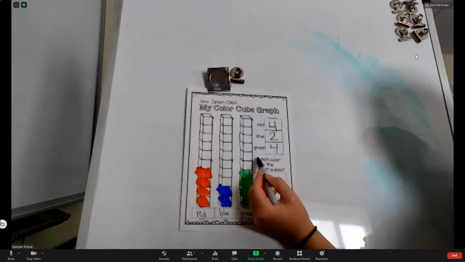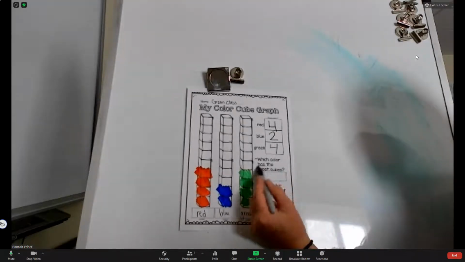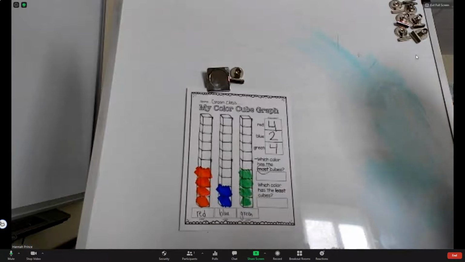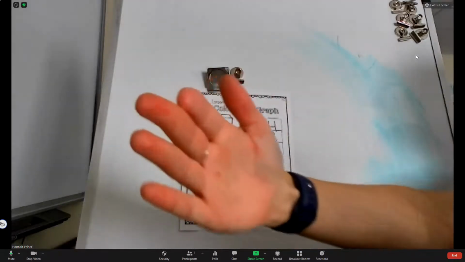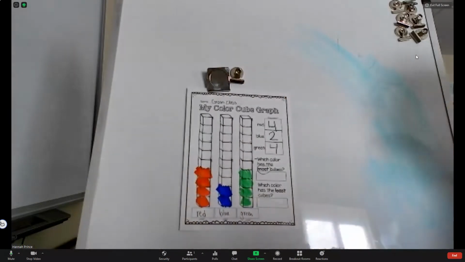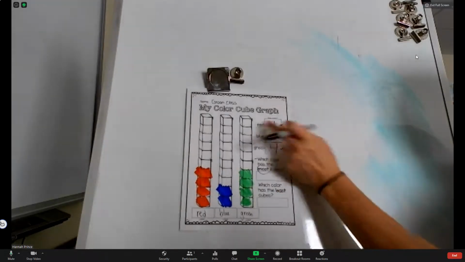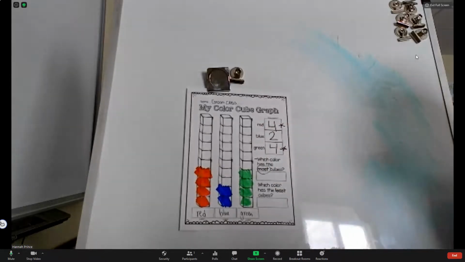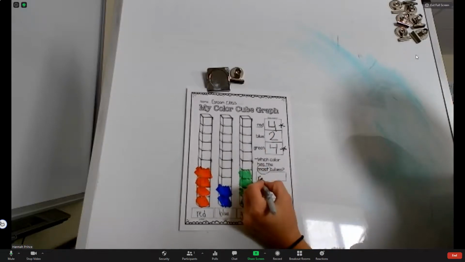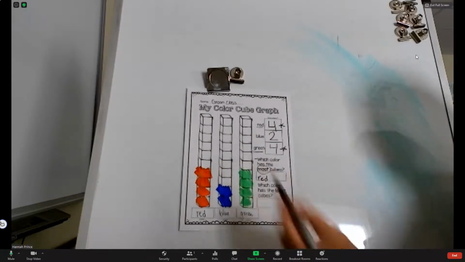Okay, this question asks, which color has the most cubes? So I want you to think about most. Would most be biggest number or smallest number? What would it be? It would be the big number. So which one has the most? Which number is the biggest? We have 2 numbers. So we have a 4 for red and a 4 for green. Those numbers are bigger than 2. So we have 2 colors that have the most cubes. We have red and we have green.